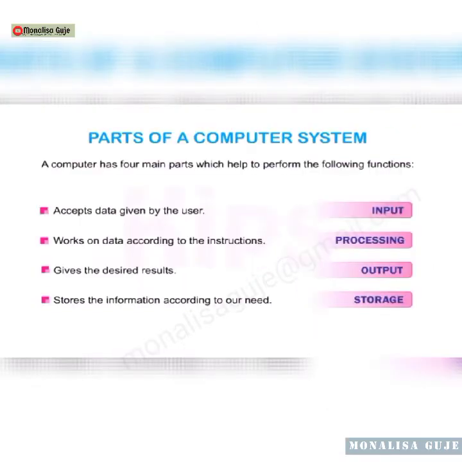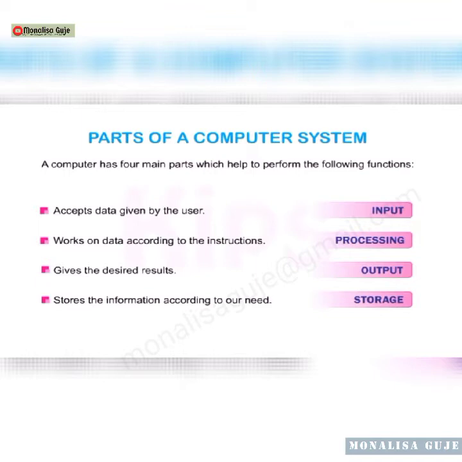Parts of a computer. A computer has four main parts which help to perform the following functions. Accept data given by the user, that is input. Works on data according to the instructions, that is called processing. Gives the desired results, that is output. Stores the information according to our need. It is called storage.